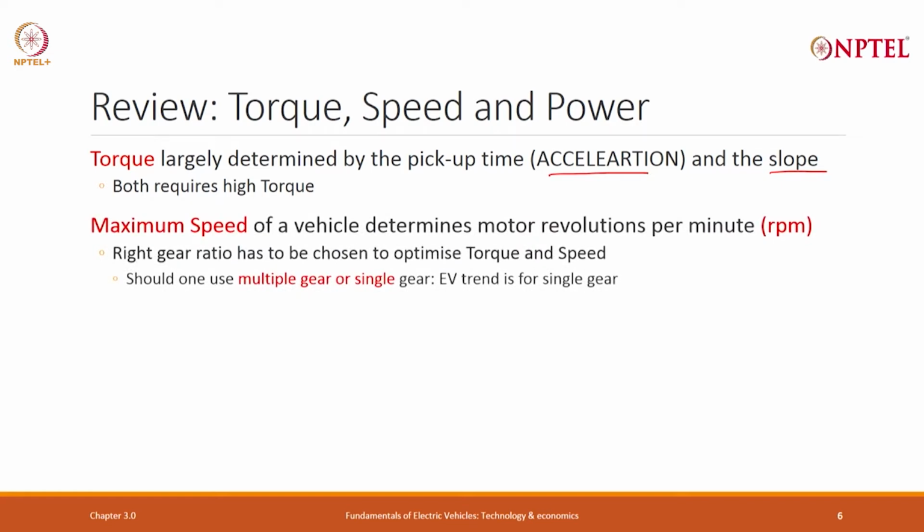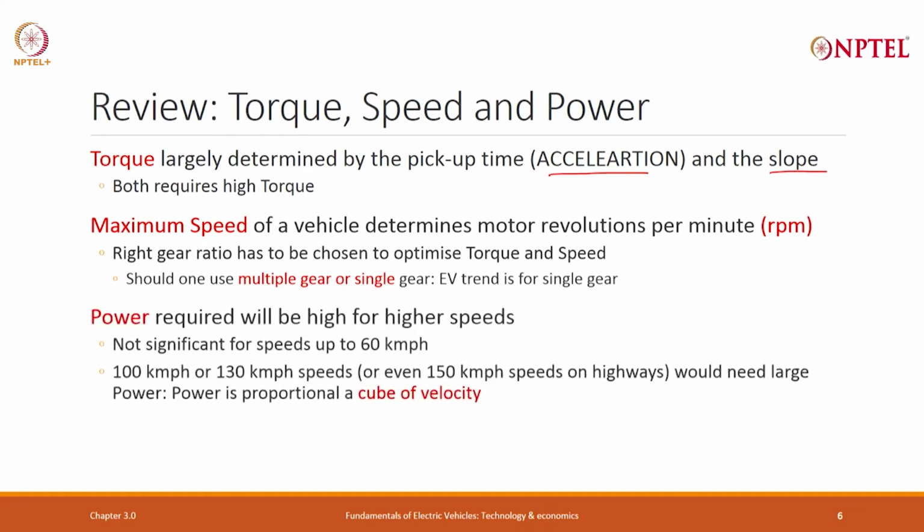Maximum speed of the vehicle determines the revolutions per minute, or RPM, of the vehicle, and the right gear ratio is to be chosen to optimize torque and speed. We also raised whether it should use multiple gears or a single gear. The EV trend is single gear as far as possible. We will talk more about it as we go on.